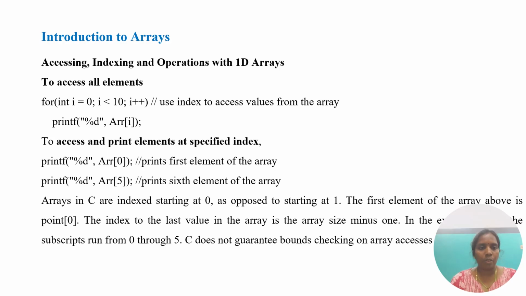In this case, to access all the elements, we are using the for loop, and using the particular indexing, we can access the particular element of an array. In this case, this printf statement will print the first element of the array, and printf %d array of 5 prints the sixth element of the array.